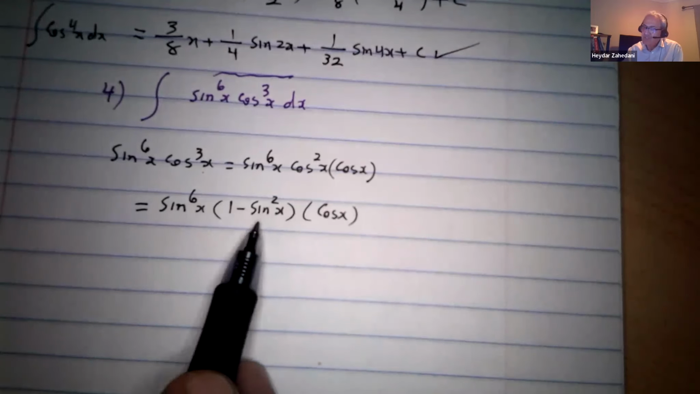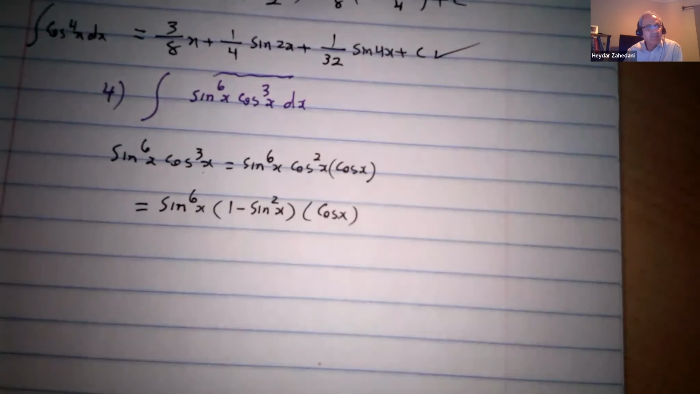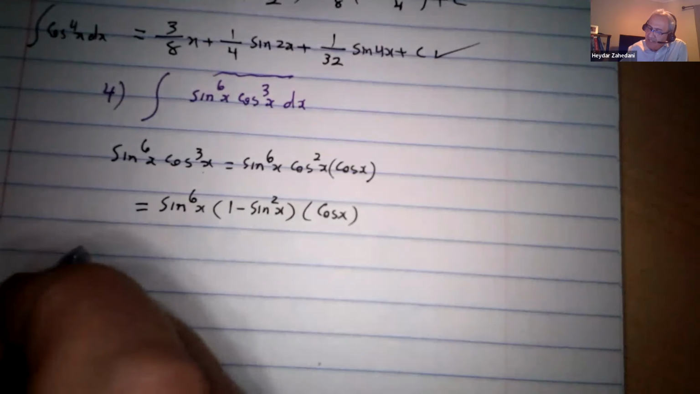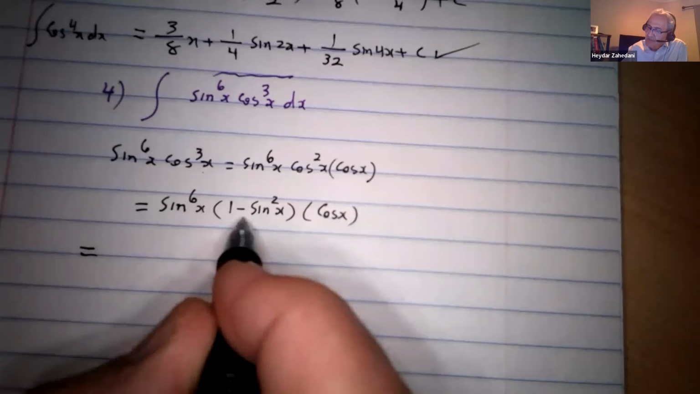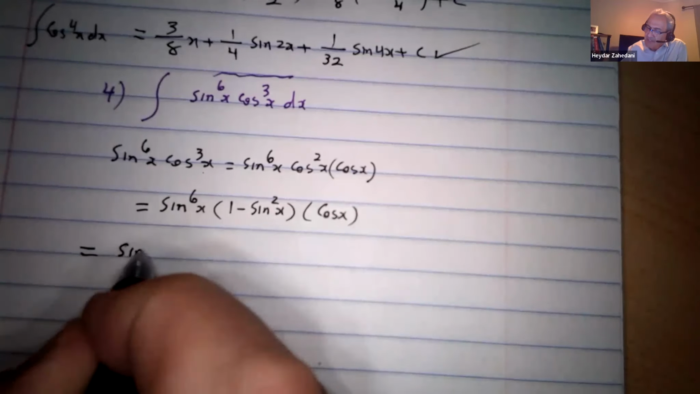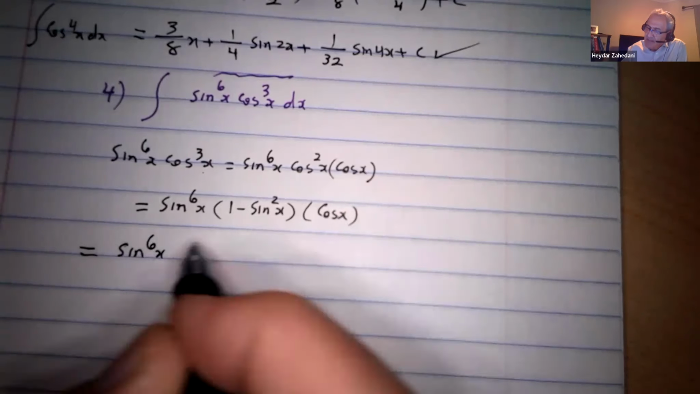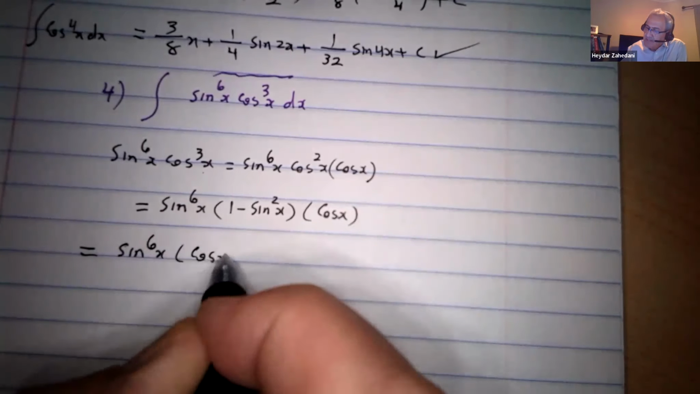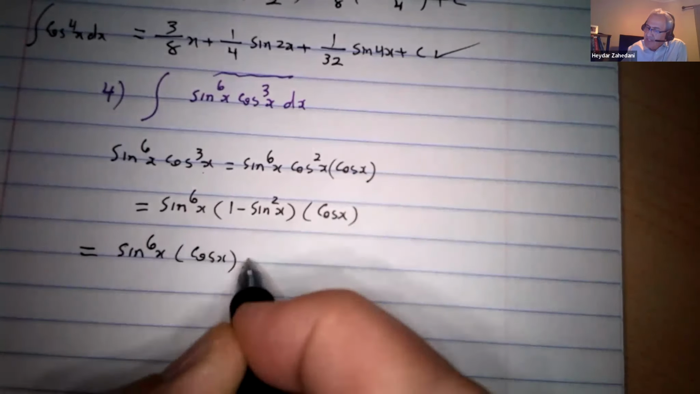If you take u to be sine x, you can do it right away. So I'm going to simplify it again. I distributed, you distribute this one. It's going to be sine to the 6 of x times the cosine, minus sine to the 6 times sine squared, which would be sine to the 8 of x times cosine, see?